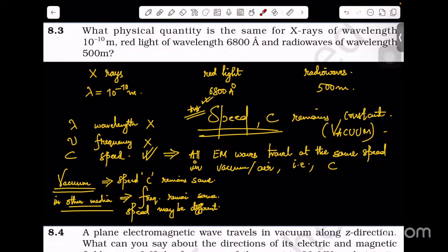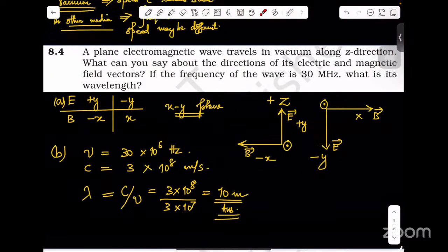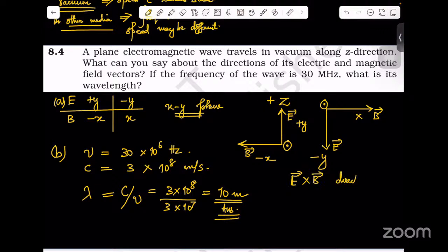Next, the fourth question was: a plane electromagnetic wave travels in vacuum along the positive z direction. What can you say about the directions of the electric and magnetic field vectors? And if the frequency of the wave is 30 megahertz, what is the wavelength? We actually said that the direction of propagation of the wave is along the direction of E cross B. E cross B is the direction of propagation.